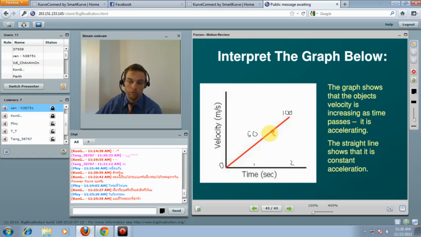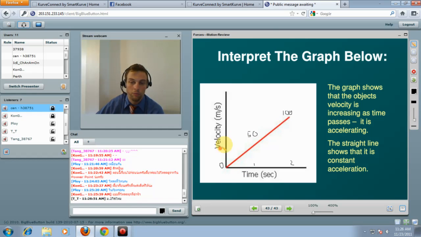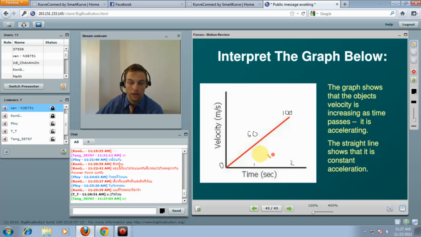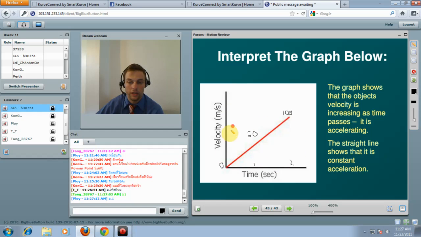So if we were using this to talk about a car that was accelerating, this car is pretty fast: 50 meters per second in 1 second. So after 1 second goes by, it goes from 0 to 50 meters per second. Then as another second goes by, it goes to 100 meters per second. So this would be a perfect way of talking about how fast of acceleration a car has. We know that because the line is straight, acceleration is constant.